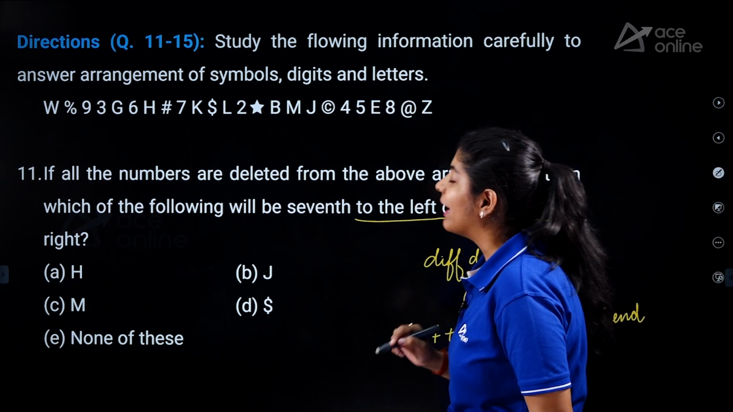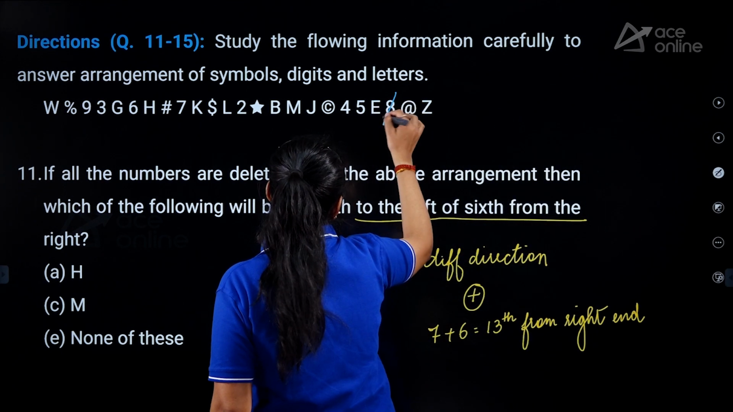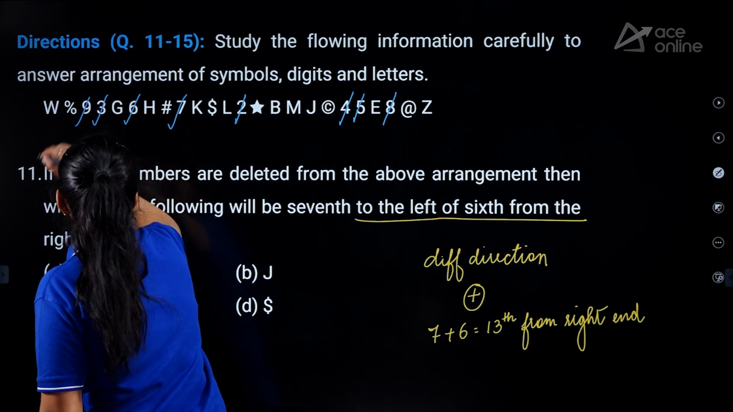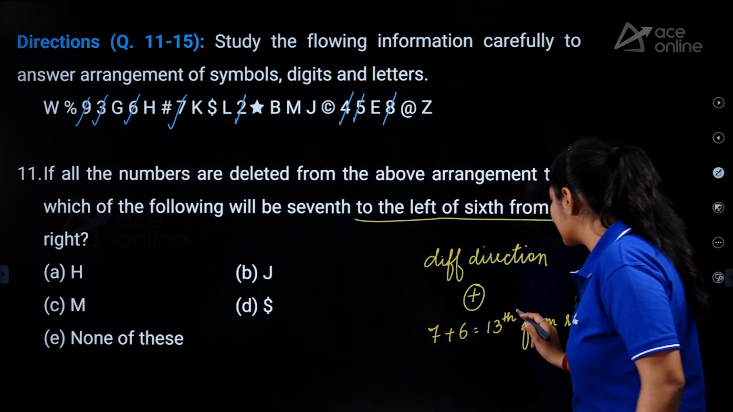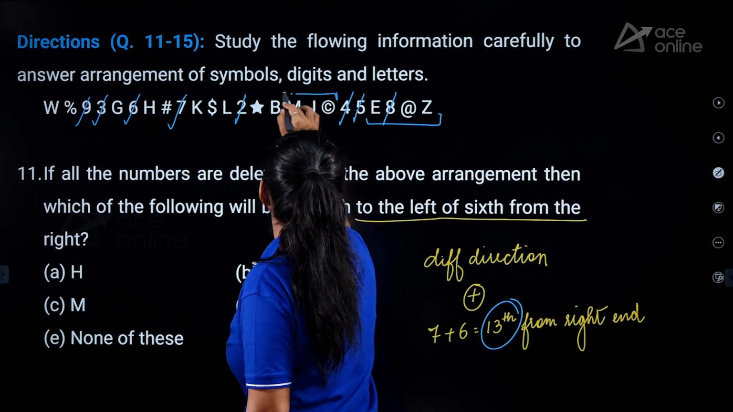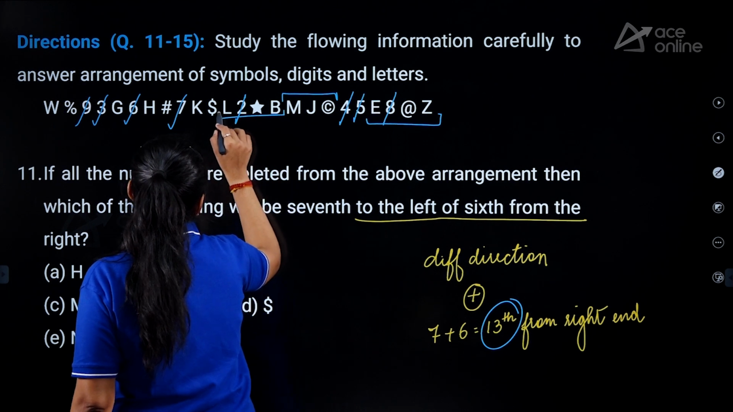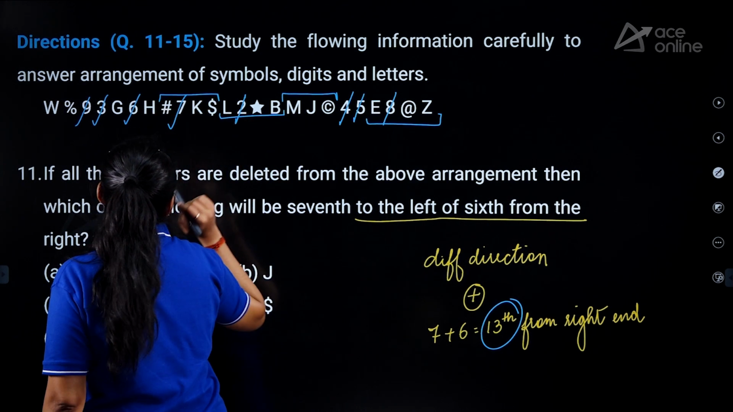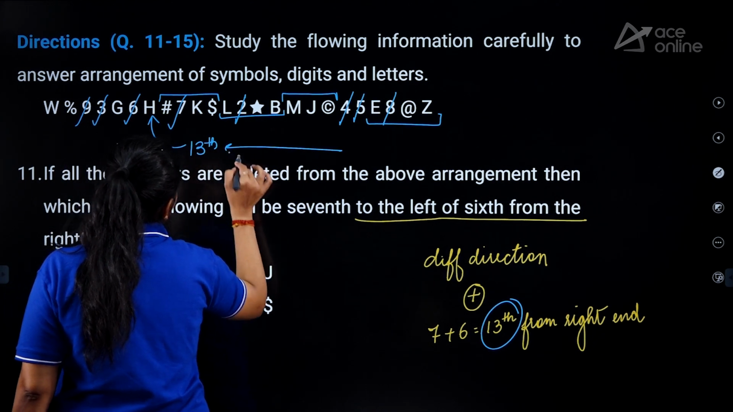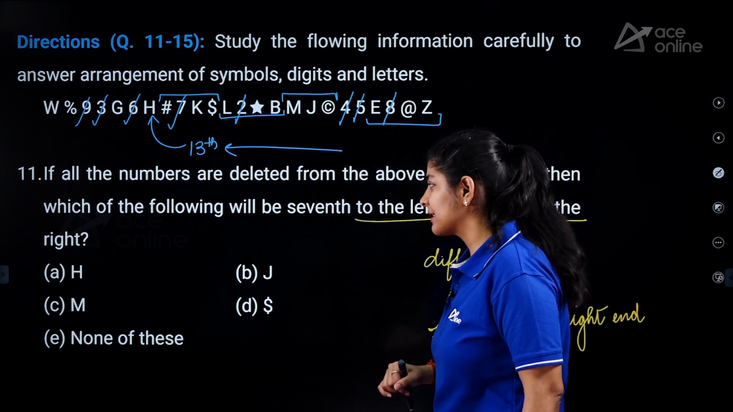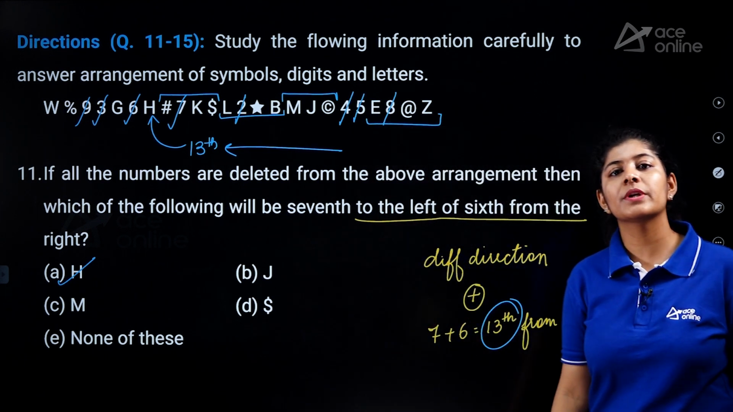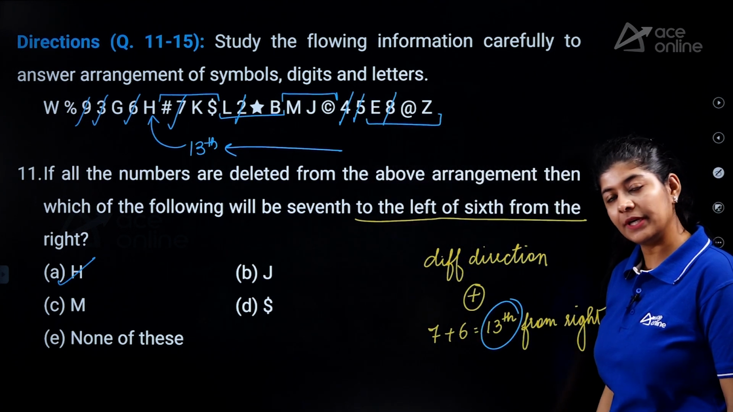So basically these are eliminated. Now we have to calculate the 13th from the right. 3, 6, 9, 12, and here we have the 13th element from the right, and that is nothing but H. So the correct option over here is your option number A, right? Next.